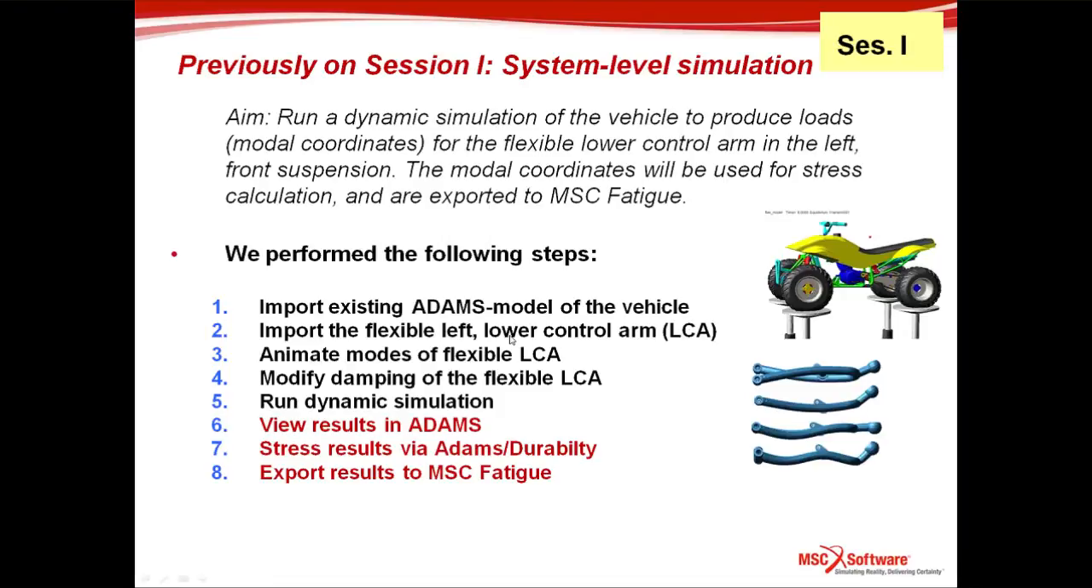So let's just remind ourselves what we went through during the first session. We imported an Adams model of an ATV vehicle. We then imported a flexible left lower control arm. So we could obviously repeat this kind of process for every flexible part that we want to integrate into our system. We modified the damping on the flexible part. We did some animations, and we ran the dynamic simulation. Now we're going to retrace this analysis by starting at step 6, where we review the results in Adams, and then we do a bit of playing with Adams Durability and export the results to MSC Fatigue, so that we can then start the fatigue analysis. Okay, so let me get out of the PowerPoint and into Adams.